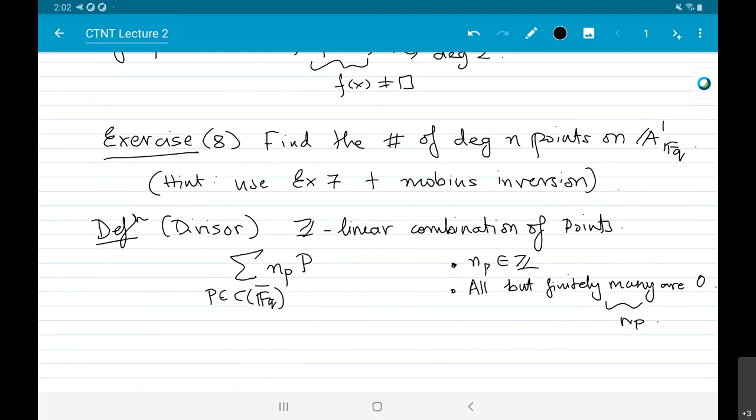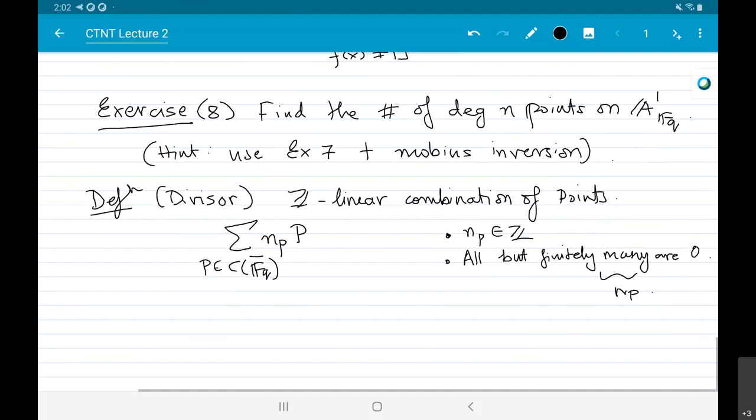And so just as there's a notion of a point being defined over a field, there's a notion of a divisor being defined over a field, right? So let's do an example. So notice that here, your points can be defined over any field, right?